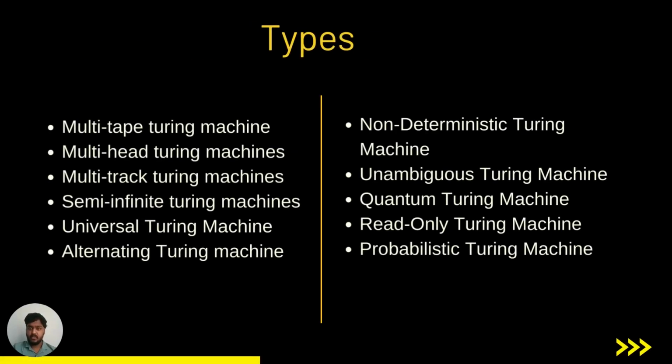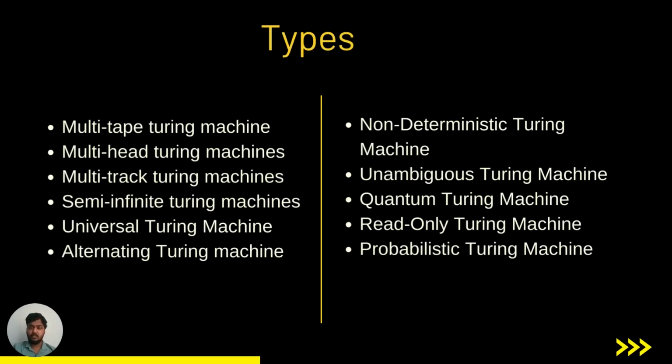Types. There are a total of 11 types of Turing machines. I will discuss each and every one briefly. First one, multiple tape Turing machines. These have multiple tapes where each tape is accessed by a different head that moves independently of the other heads.